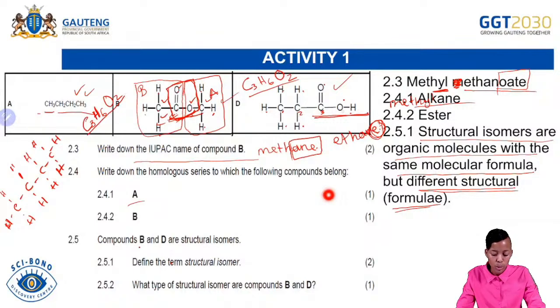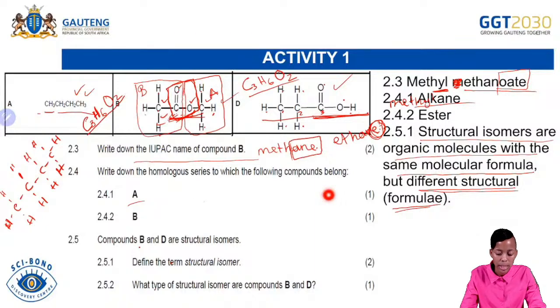Then 2.5.2, what type of structural isomer are compounds B and D? Okay, so remember, in terms of isomers, we have chain, where we are changing the length. Then you need to check: did I change the length of this one? You did not change the length. Did I change the position? No, you did not change the position. But what has changed? You changed the functional group. Because here again, we have a C double bond O and an O, and then here you have a carboxylic acid.